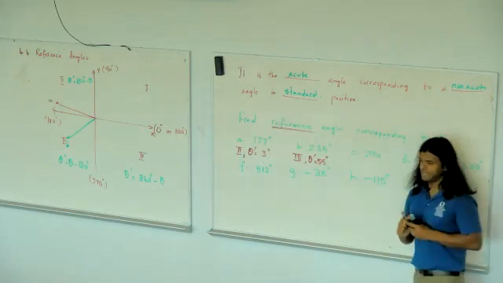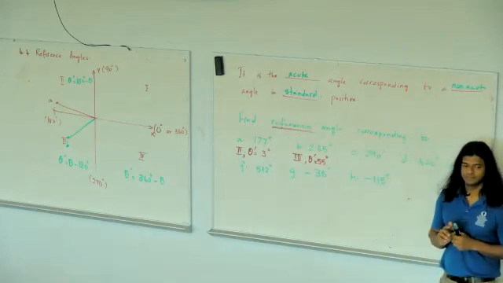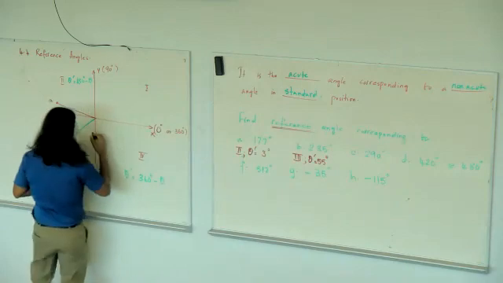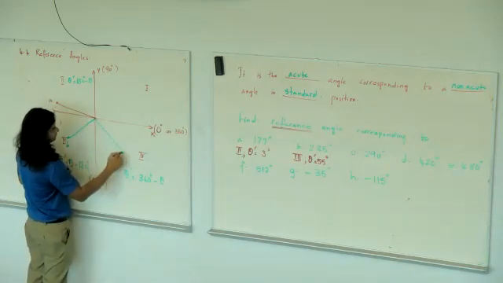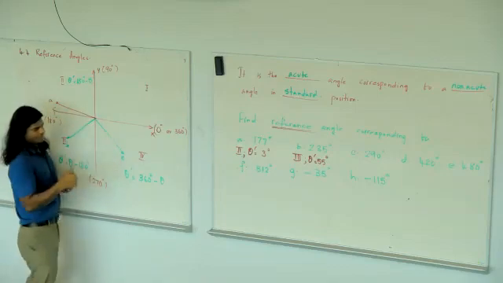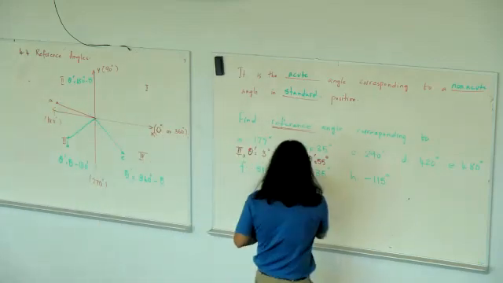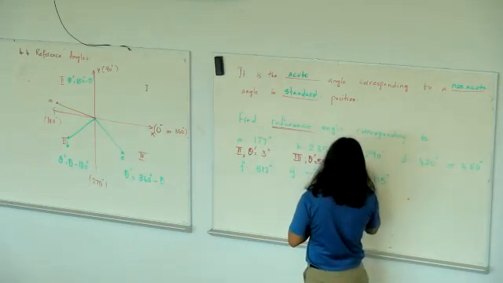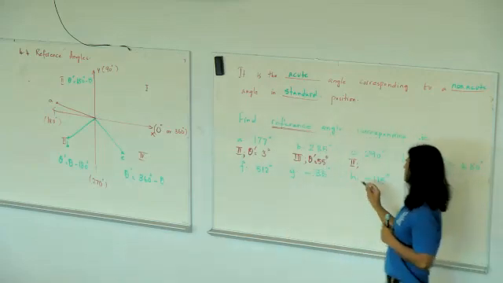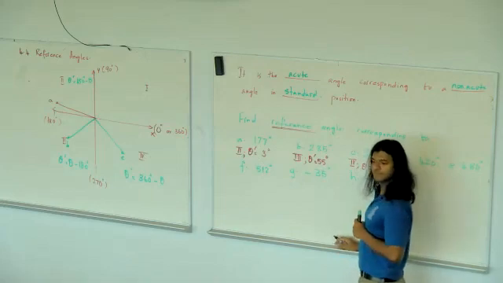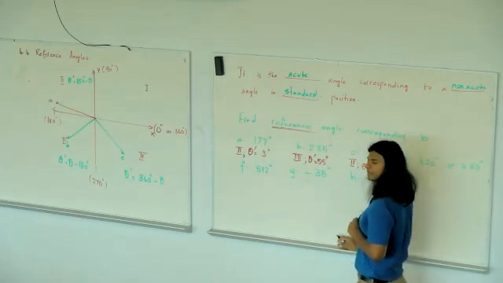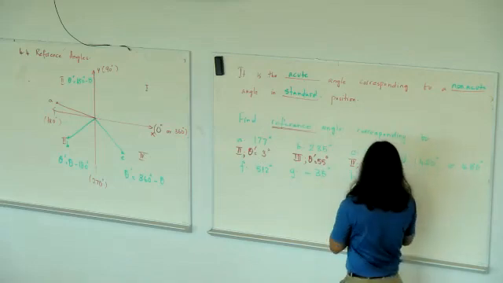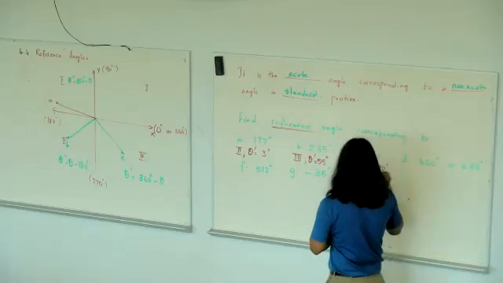The next one, C. Which quadrant does it lie in? Fourth. I'm drawing it arbitrarily. It has to be closer to the answers. So since it is in the fourth quadrant, what should theta prime be? How did you get that? 360 minus 290, 70 degrees.